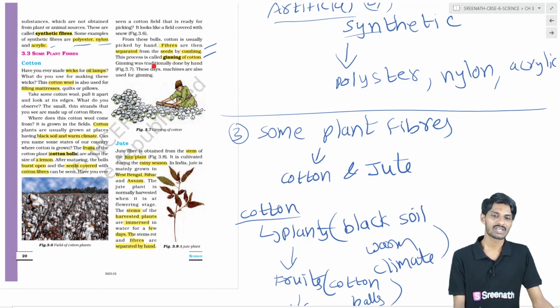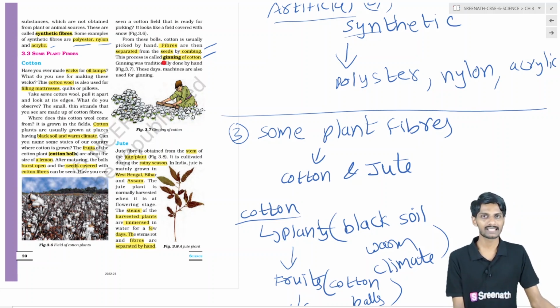Okay students, in this way you are getting the cotton fibers. In this way you are getting the pure cotton fibers by the ginning process. We are combing the fibers and separating the seeds. Okay students, in this way cotton fibers are formed.